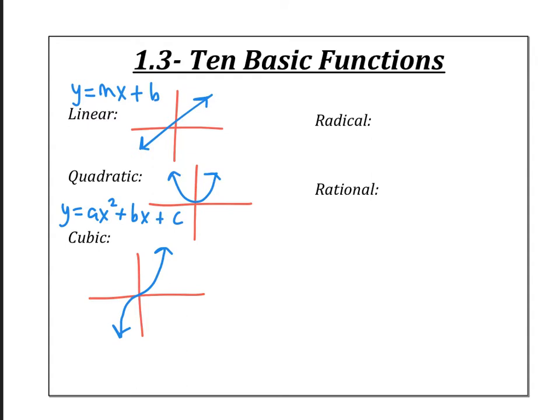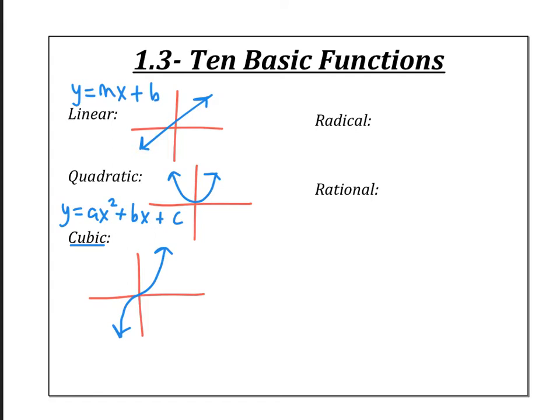The thing you'll notice different here is the end behavior in these. One end goes up, one end goes down, because again, it's an odd degree function, like a linear function. Domain is going to be all real numbers, and the range on all of these is going to be all real numbers as well.